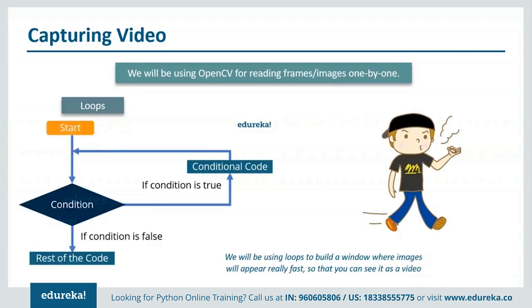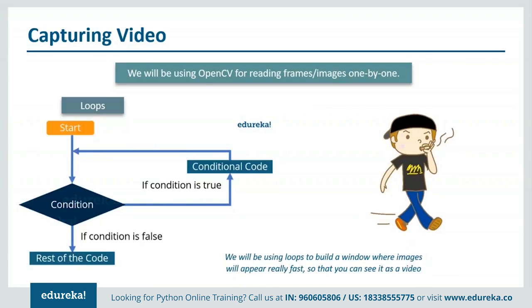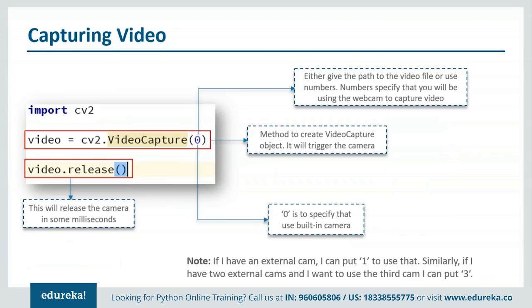So we'll be using loops to build a window where images will appear really fast so that you can see it as a video. Something like this guy. He's basically smoking a cigarette. It is nothing but two images, but since I'm doing it pretty fast, you can see it as a video, like he's smoking. Although I don't want you guys to smoke.